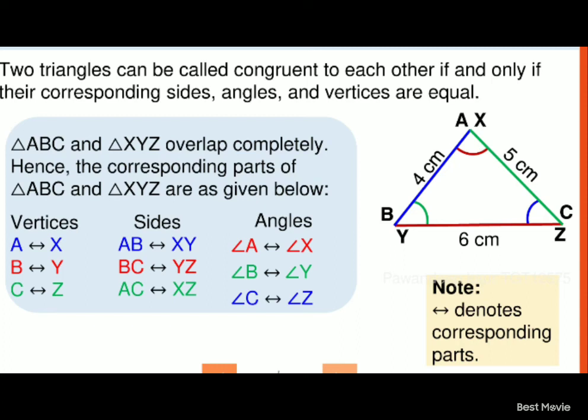In short, we can say two triangles are congruent to each other if and only if their corresponding sides, corresponding angles and corresponding vertices are equal. I hope corresponding parts are clear to everyone, like vertices, angles and sides, which completely overlap each other. So this is all about the congruency of triangles.